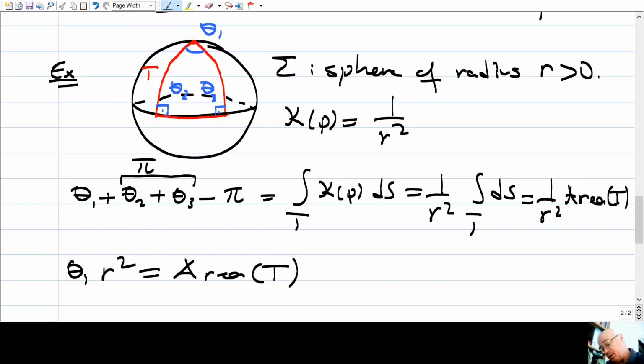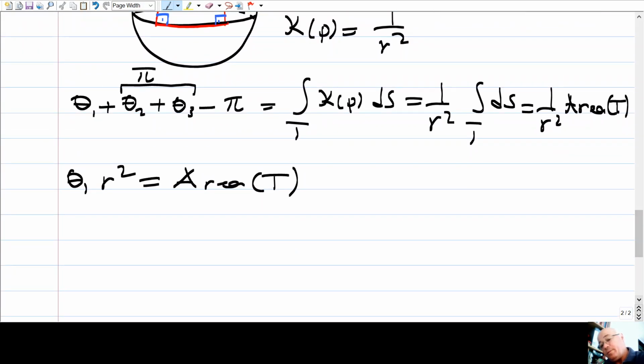All right. Now we will make use of these two facts in the proof of the Gauss-Bonnet theorem.